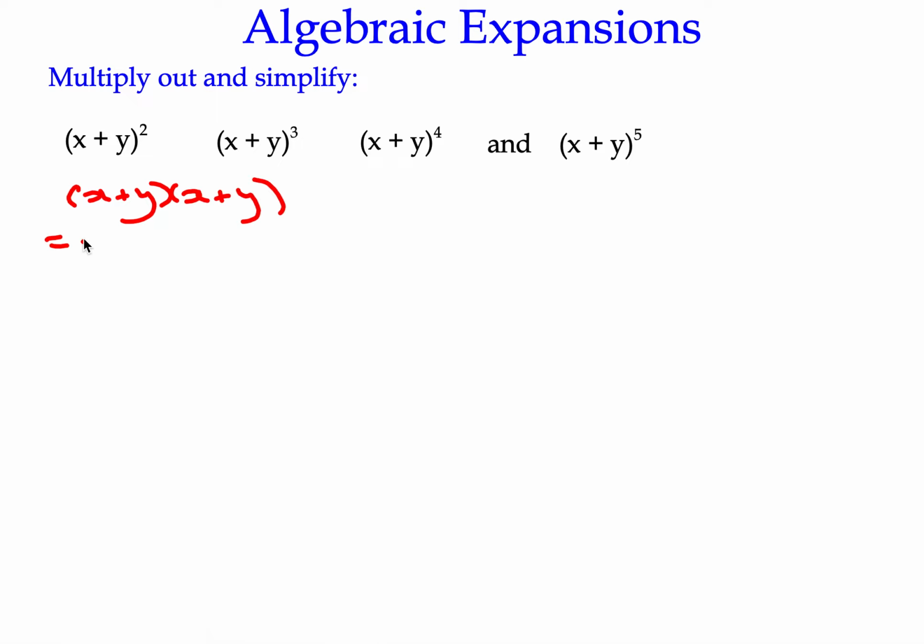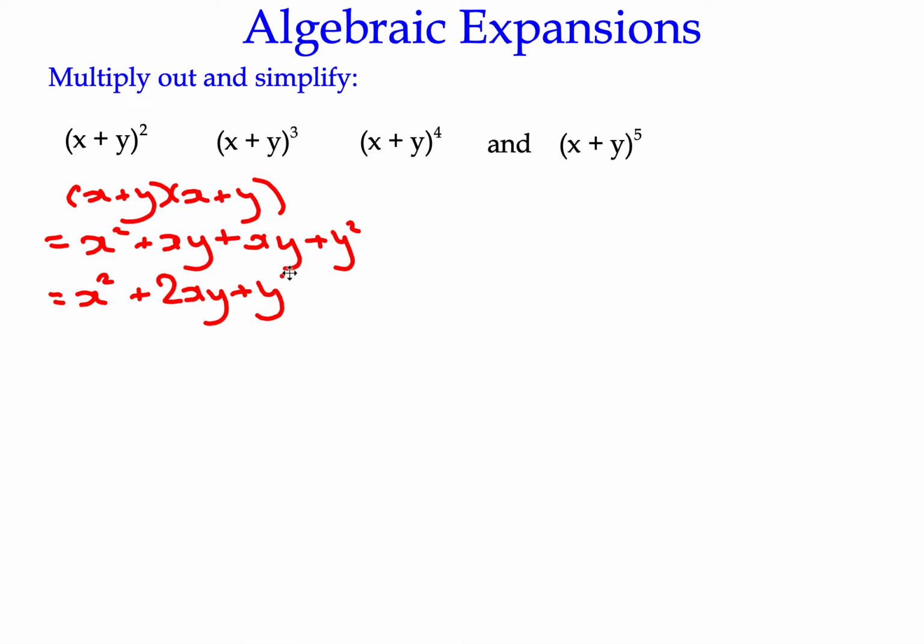You get x times x is x squared, x times y is xy, and then y times x is another xy, and then y times y is y squared. And if you simplify that, you get x squared plus 2xy plus y squared. Okay, so that's the answer to this first one here.